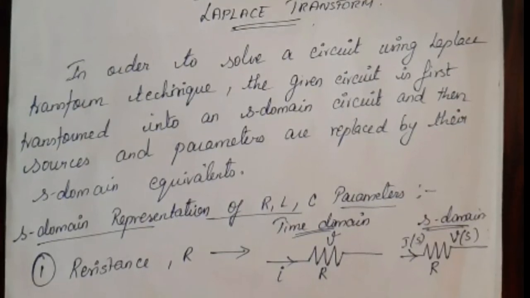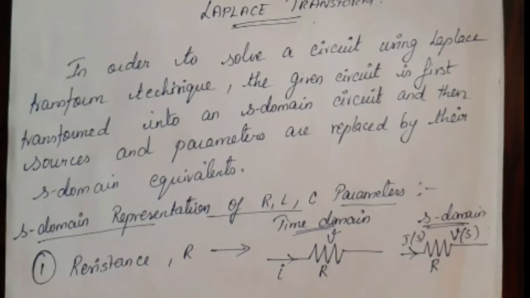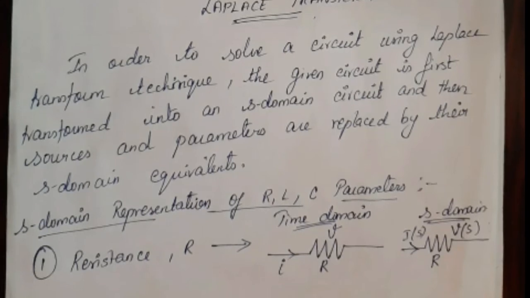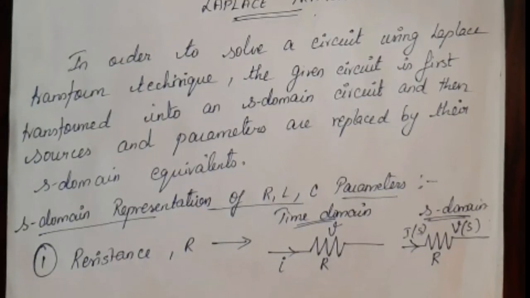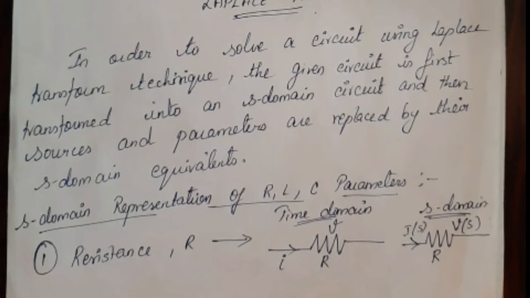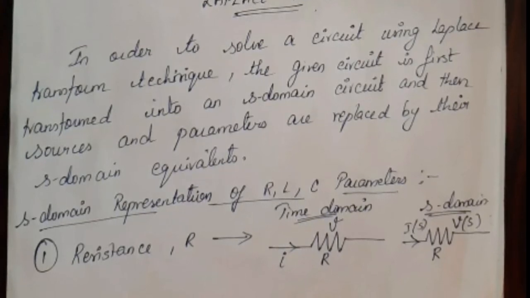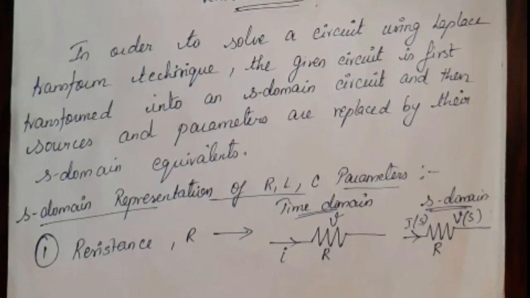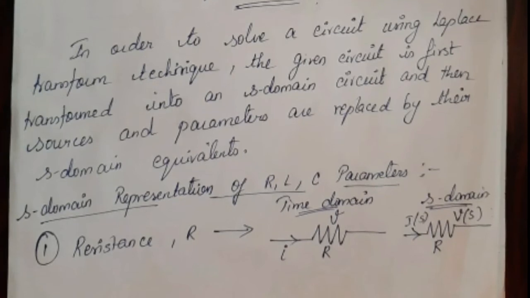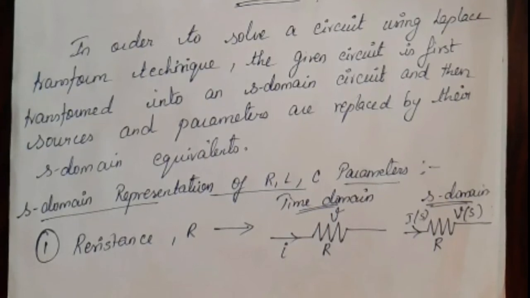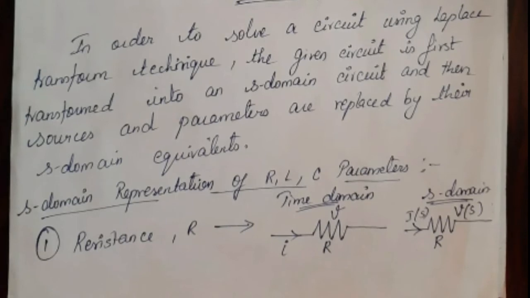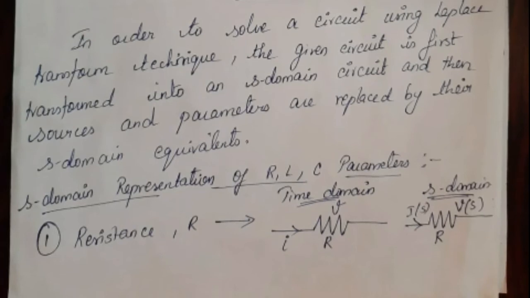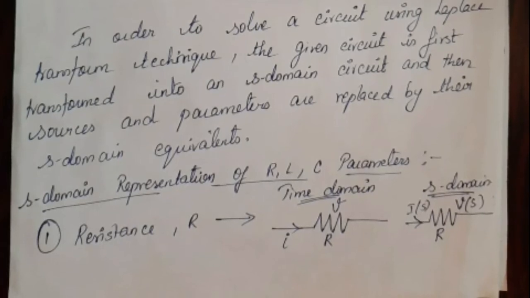We must understand that we are using RLC in a circuit. So we must use only the AC source to give the supply. So we should consider all the element parameters. If you take the resistance R, we will be writing it with small i and small v, because we are taking it in the time domain. If we are going to convert it into the s domain, small i can be converted to capital I of s, and small v can be converted into capital V of s.